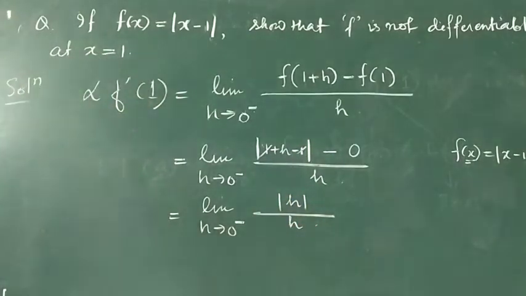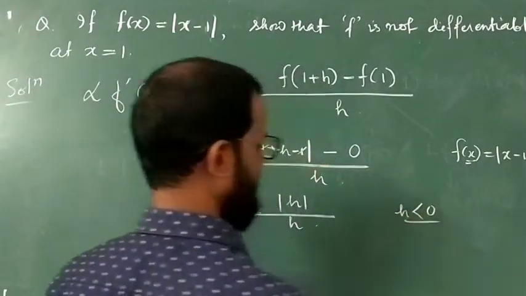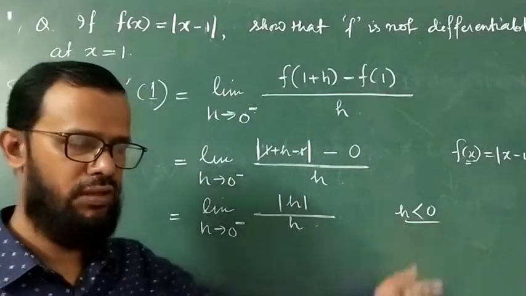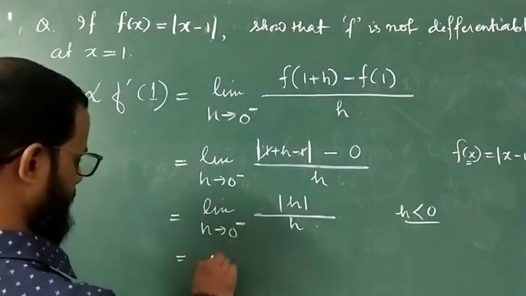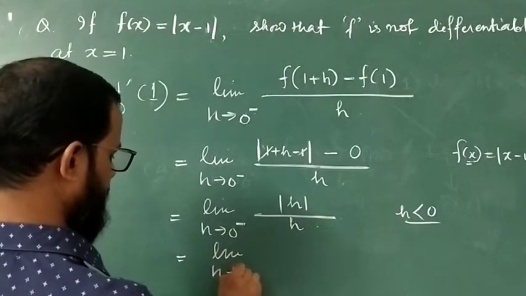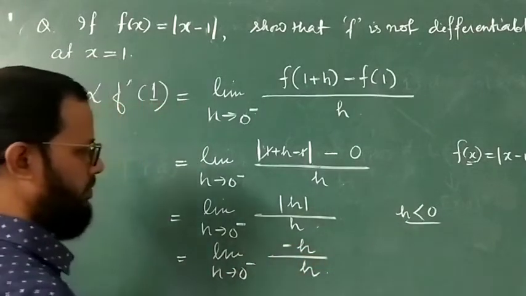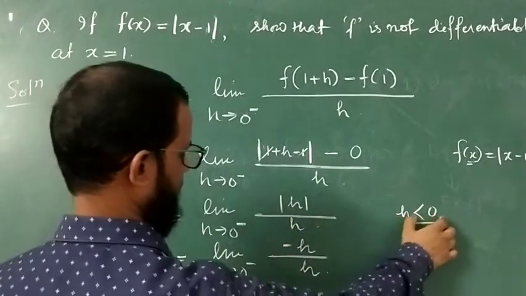Okay, now interesting, you see h tends to 0 minus means h is less than 0. h tends to 0 minus means what? h is less than 0. And when h is less than 0, modulus of h is equal to what? We know that modulus of h is equal to minus h. Okay, because of the definition of modulus, modulus of h is equal to minus h when h is negative.